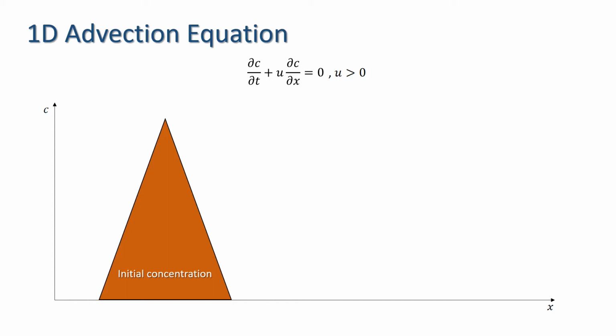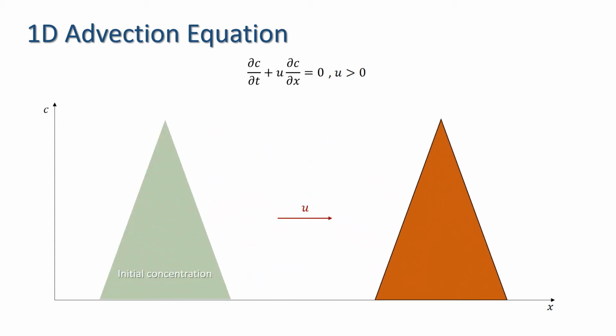We also saw that this tells us that, for the constant celerity case, the concentration distribution is translated in the x direction with speed u. This is the behaviour we hope to capture with our numerical scheme.